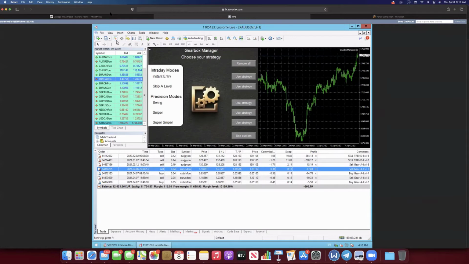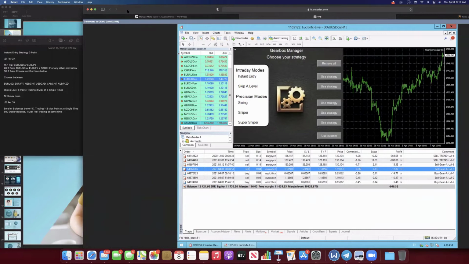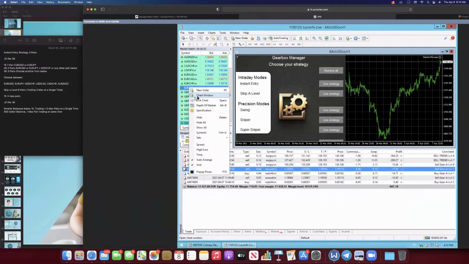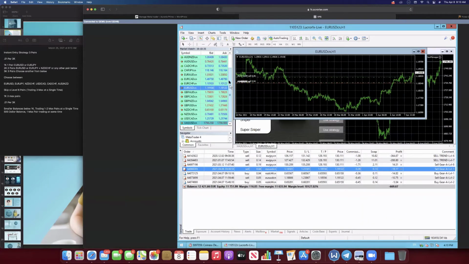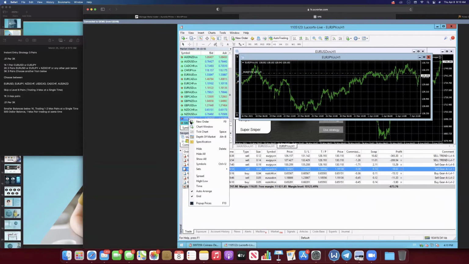But if we go ahead, let's just set up skip a level, or we'll even start with instant entry. So instant entry here, we'll come over and we're going to open Euro USD. We're going to open EJ. And for me, I feel like I want to do USD CAD, but at the same time, I want to be on the other side of too much correlation. So I might not, but for me, I'm probably going to choose USD CAD as my third weapon.